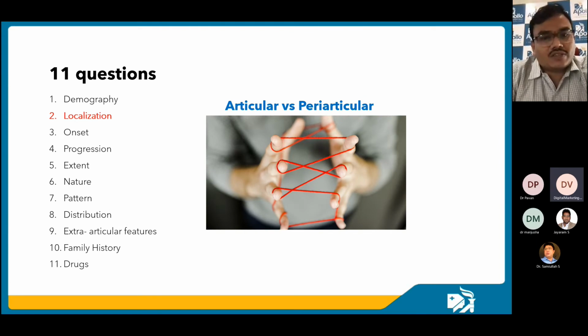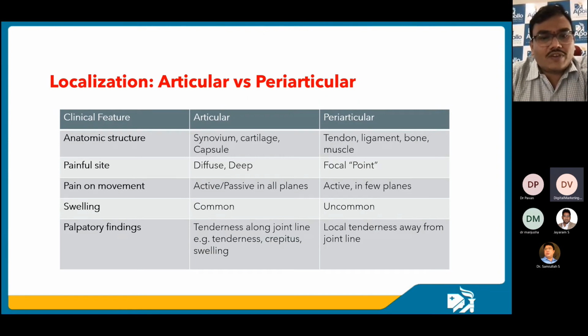So coming to the next question, localization. So when we see a case of arthritis, is it articular or periarticular? What are the differences between an articular and a periarticular pain? In case of an articular pain, the anatomic structures involved are synovium, cartilage, and capsule. In case of periarticular, tendon, ligament, bone, and muscle.